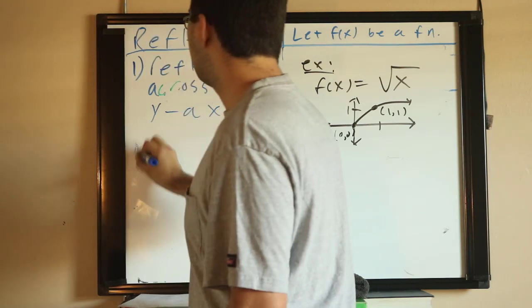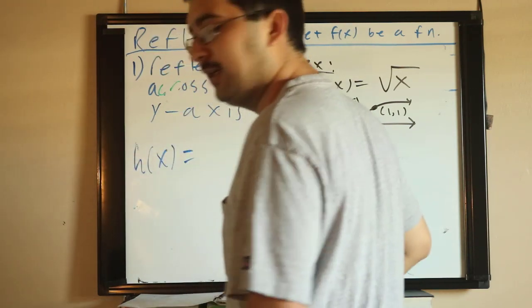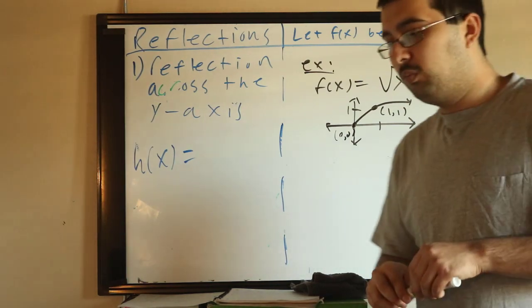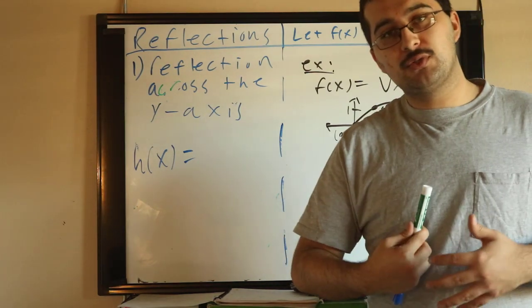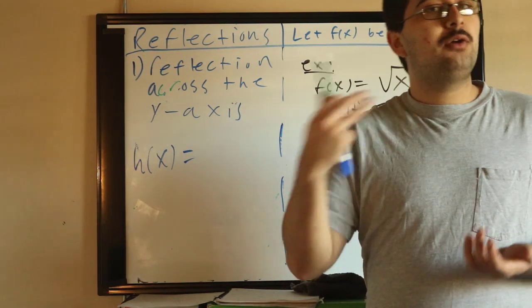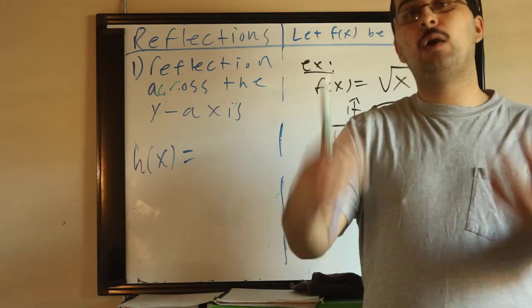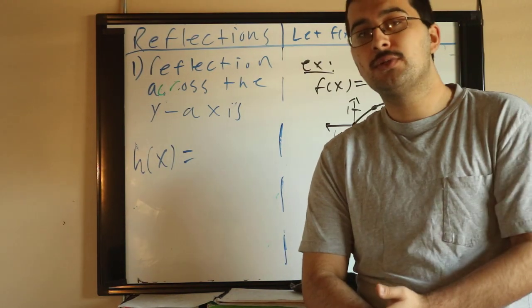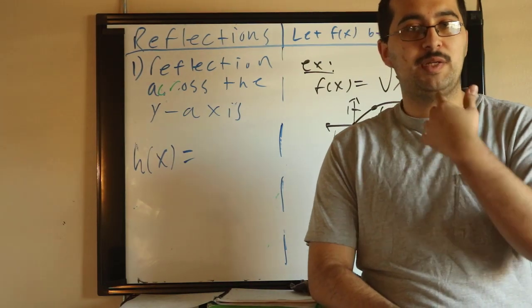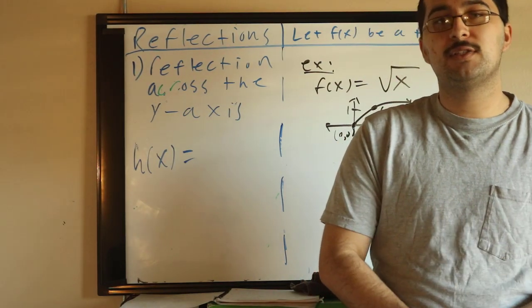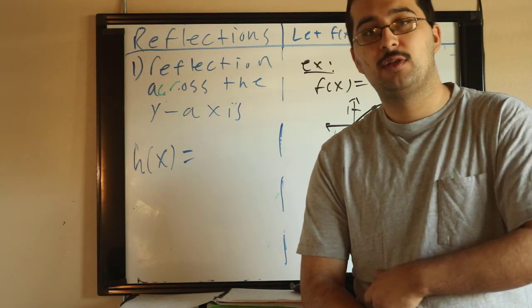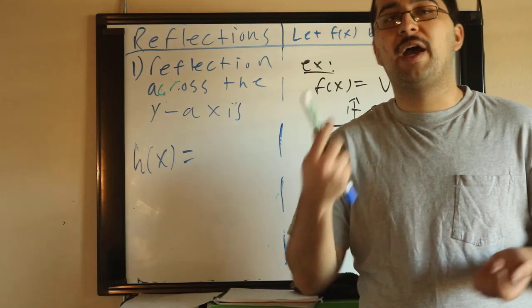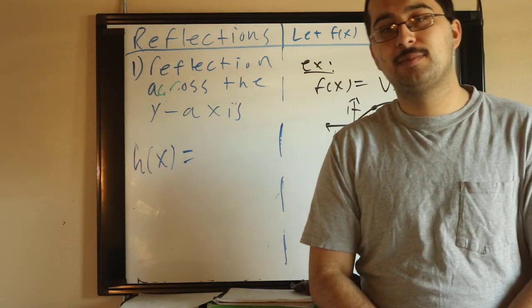Reflection across the y-axis. What will that look like? What will h of x be? So let's take a moment and think about this. What happened when we had verticals? When we did vertical shifts, we added or subtracted a constant outside the function. Then, when we did horizontals, we added or subtracted a constant directly to x. So in verticals, we added or subtracted outside the function. For horizontals, we added or subtracted directly to x.